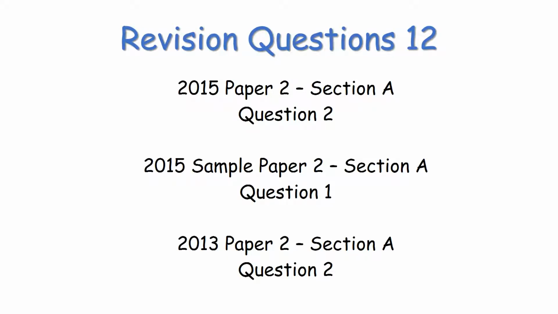So this revision worksheet contained 3 questions, all based on probability and statistics. The first question came from 2015 paper 2, section A, question 2. Question 2 then came from the 2015 sample paper, section B, question 1, and the third and final question was 2013, paper 2, section B, question 2. So they're all based on paper 2 questions, and they're all based on the 25 mark questions. So let's take a look.